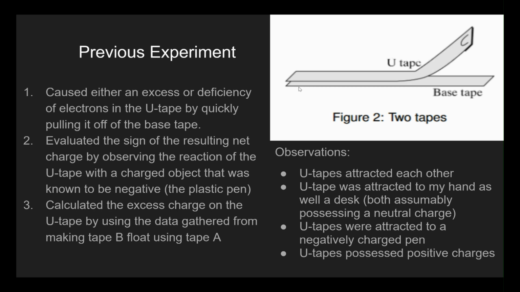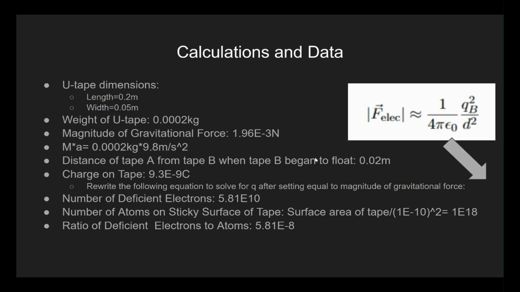Again, this is the previous experiment that this lab is based around. And this is the data and calculations made in the previous experiment. The charge calculated was 9.3e-9 coulombs, which is different from what was calculated in this lab, and we'll delve into that further as we progress through the lab report.